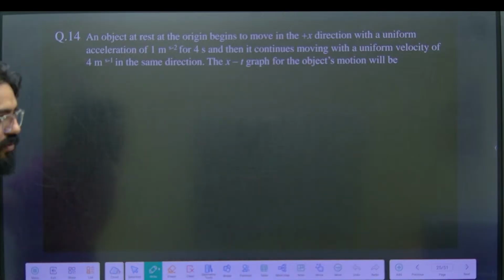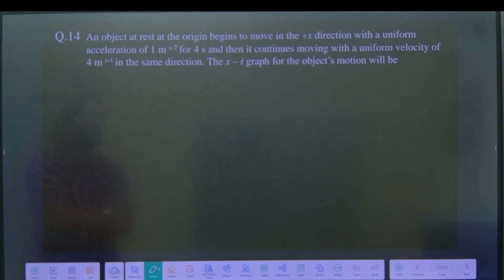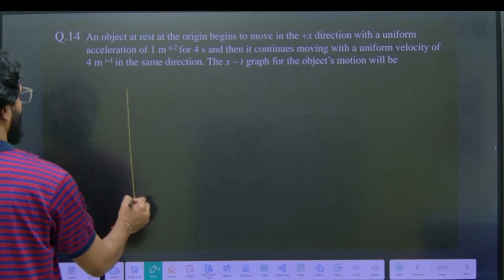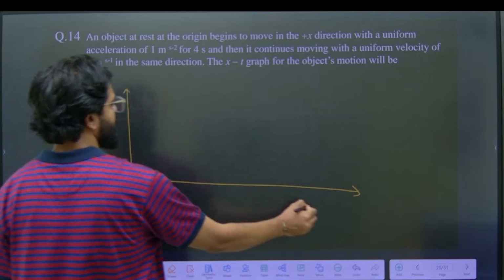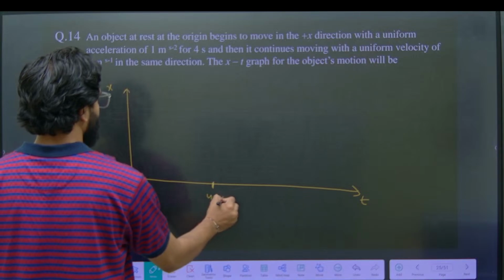Question number 14th. An object at rest at the origin begins to move in the x direction with a uniform acceleration of 1 meter per second square for 4 seconds, and then continues moving with a uniform velocity of 4 meter per second in the same direction. The x-t graph for the object's motion will be? X-t. Okay, so this is 4 second.